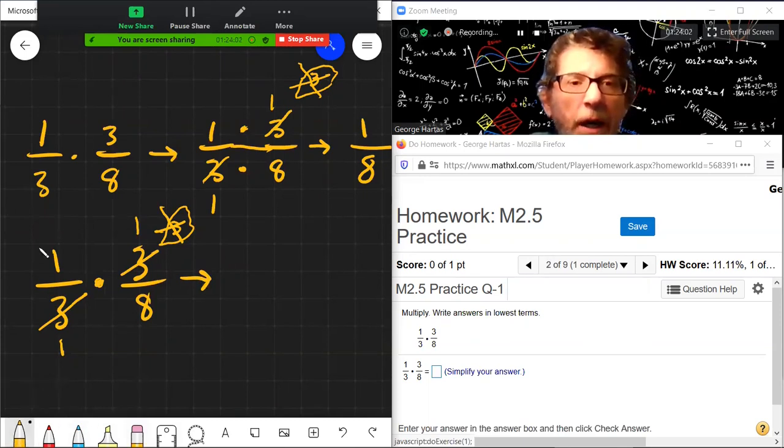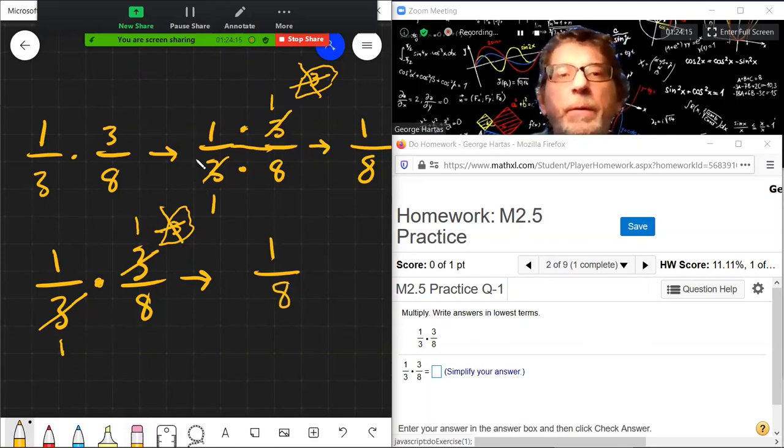All right, so now that we did this here, you multiply across. 1 times 1 is 1. 1 times 8 is 8. So see, we circumvented this middle step here. We went from here to here.